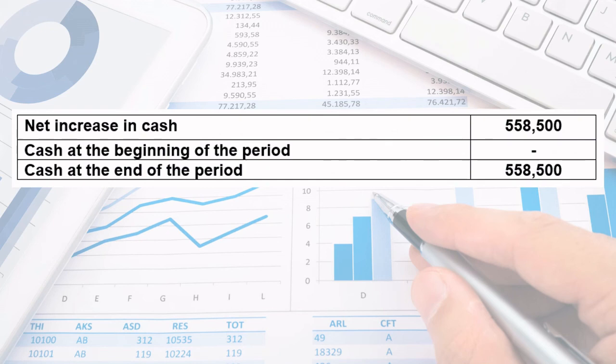We can now determine the cash at the end of the period. So simply add the net increase in cash and cash at the beginning of the period. Ang cash at the beginning of the period, yan yung ending balance ng cash from the previous accounting period. Since zero yon, ang cash at the end of the period ay 558,500. Which is, yan namang 558,500 ang magiging beginning balance sa sunod na accounting period.